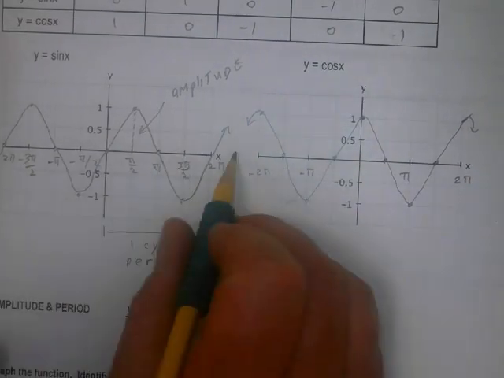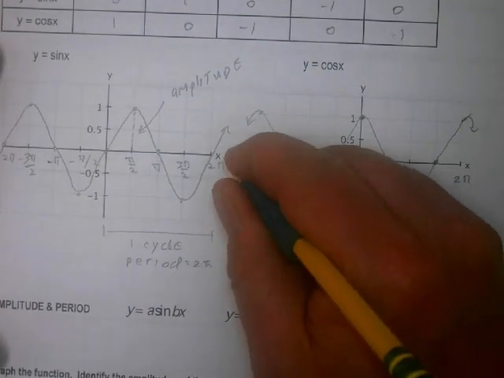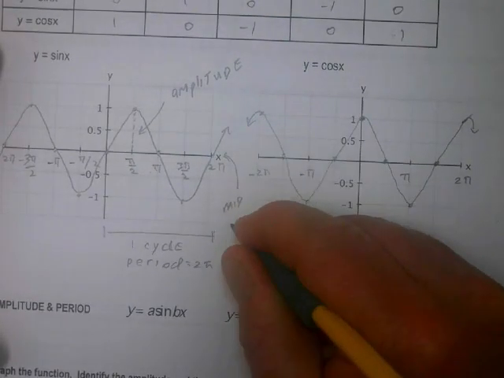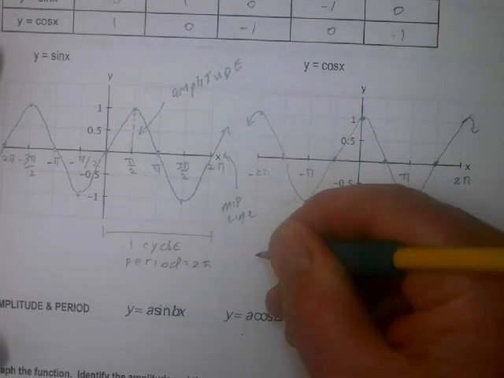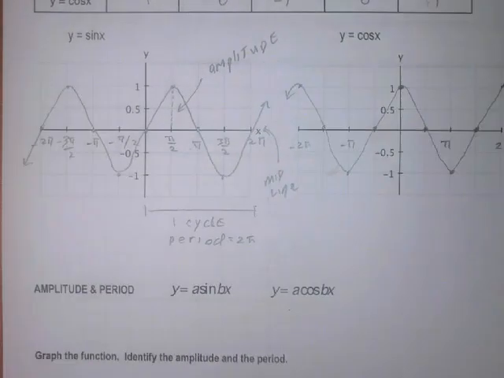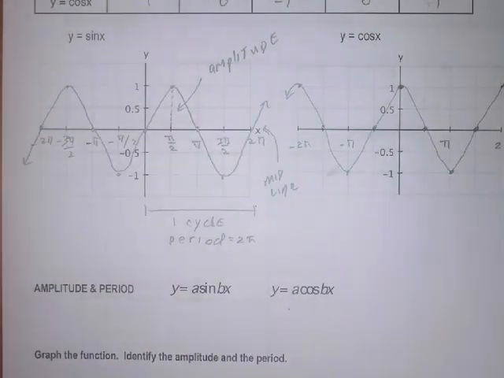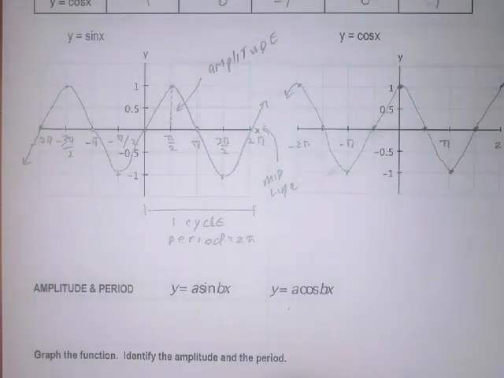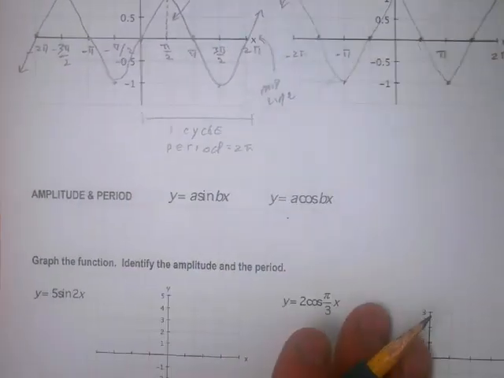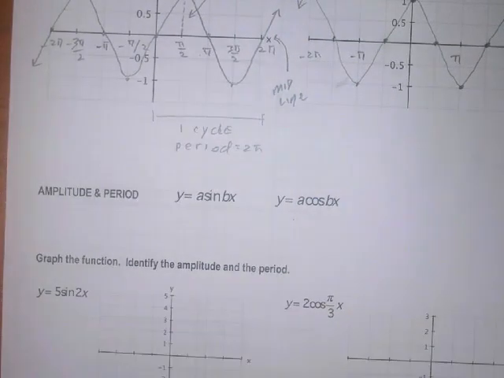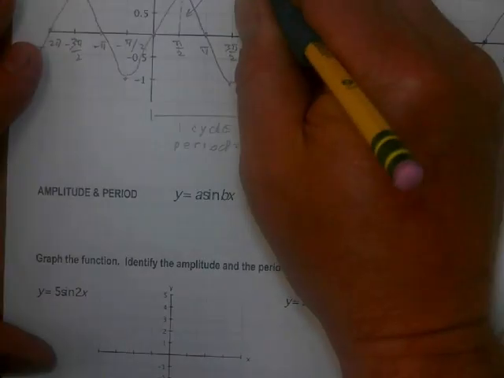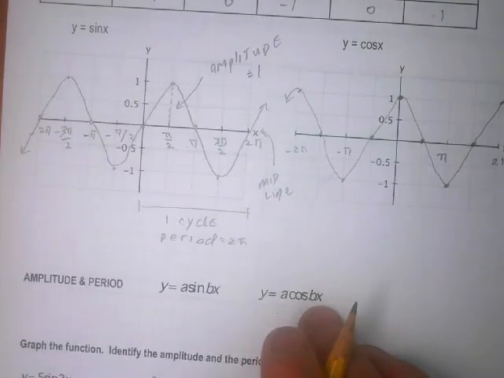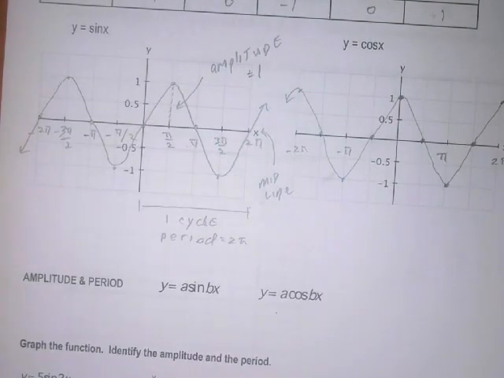Now if we go right along here, the x-axis, that's the midline, it cuts in half. So spend a couple minutes and write those in. Now going back to amplitude, it's how far up, how far down it goes. In this case, my amplitude is going to equal 1.